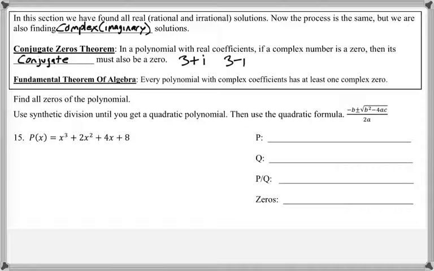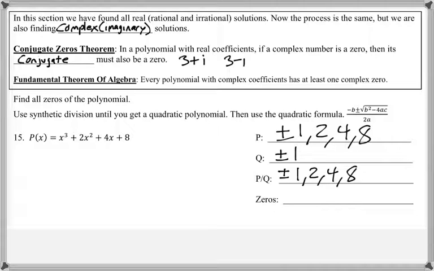So my p values are going to be 1, 2, 4, and 8, because those divide into the last term. My q values are going to be just 1. And again, I really like when my q values are 1, because for p over q, it's just going to be all of these numbers. So plus or minus 1, 2, 4, 8, because whenever you have 1 as the denominator, it's just the whole numbers.